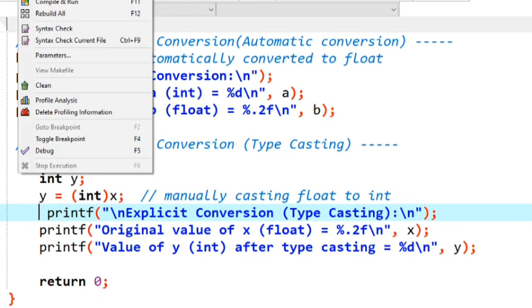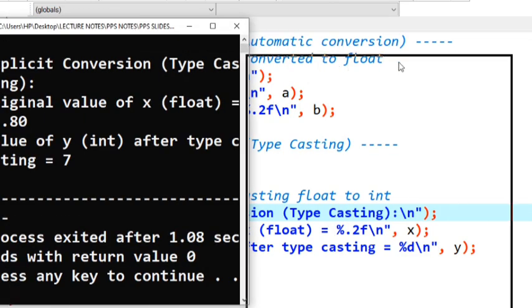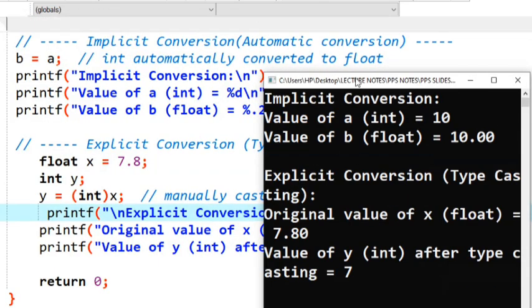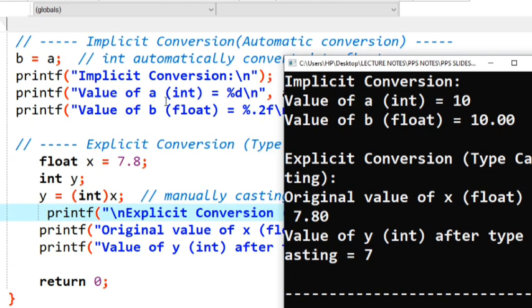Okay, let me check this example output. The implicit conversion message is printed onto the screen as it is. The value of the integer is initially 10; after conversion it becomes 10.00, because I used 0.2, so two digits are displayed after the decimal point. Coming to the explicit conversion, initially the float value is 7.80. After that I am converting it into an integer, so y equals 7. Okay, this is my output.